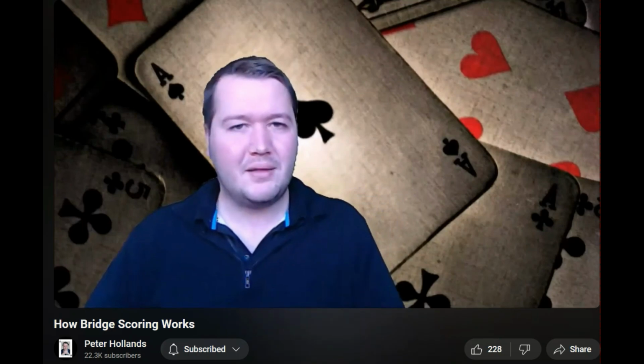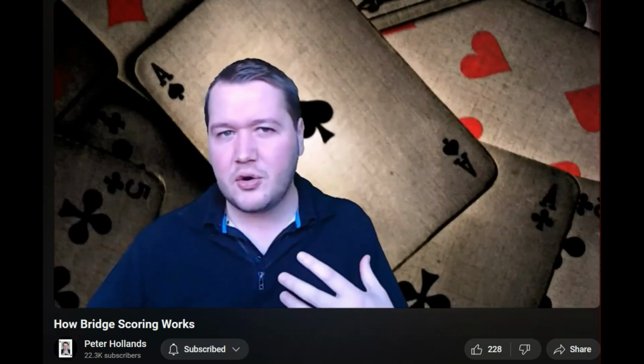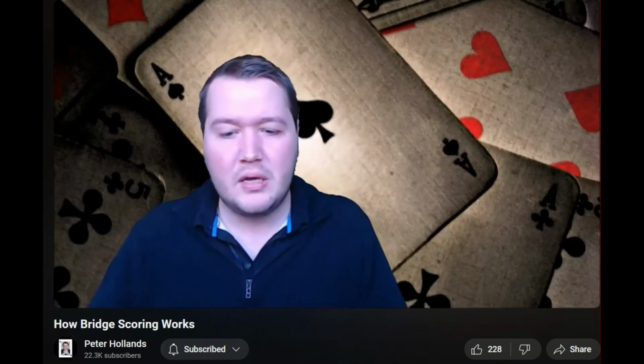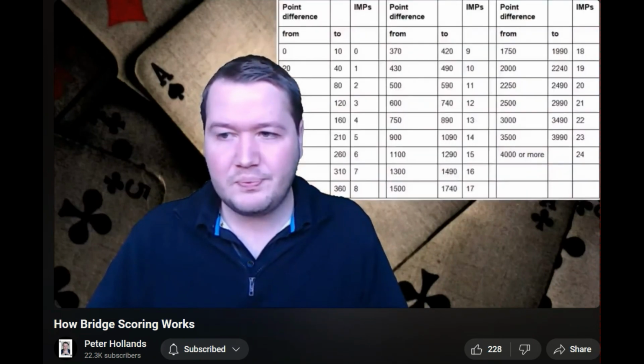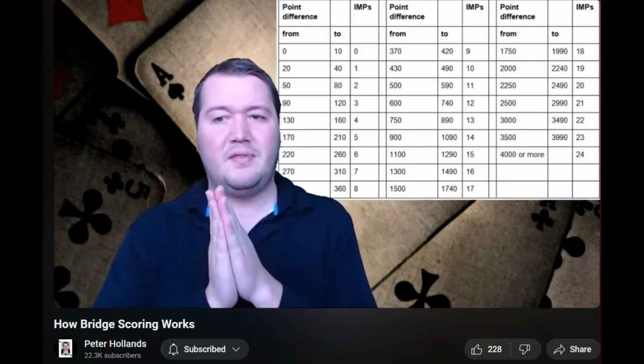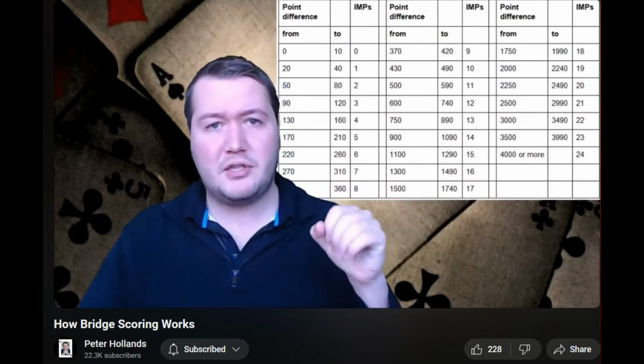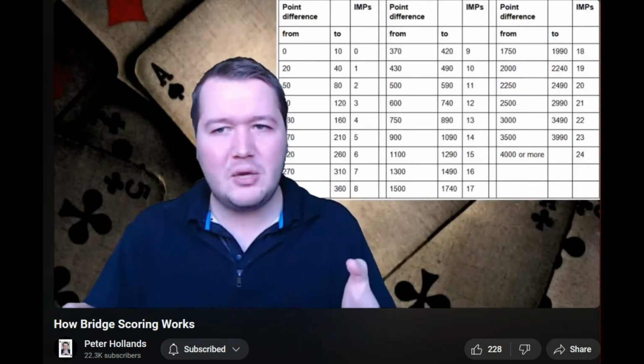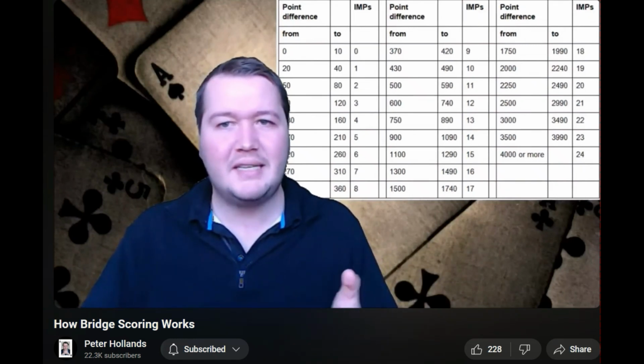Now we actually want to get into the meat of how the bridge scoring works in comparison with match points and with imps. So let's talk about imps first. What happens with imps is you get two comparisons. You just compare with one other person, and it matters how big your score difference actually is.